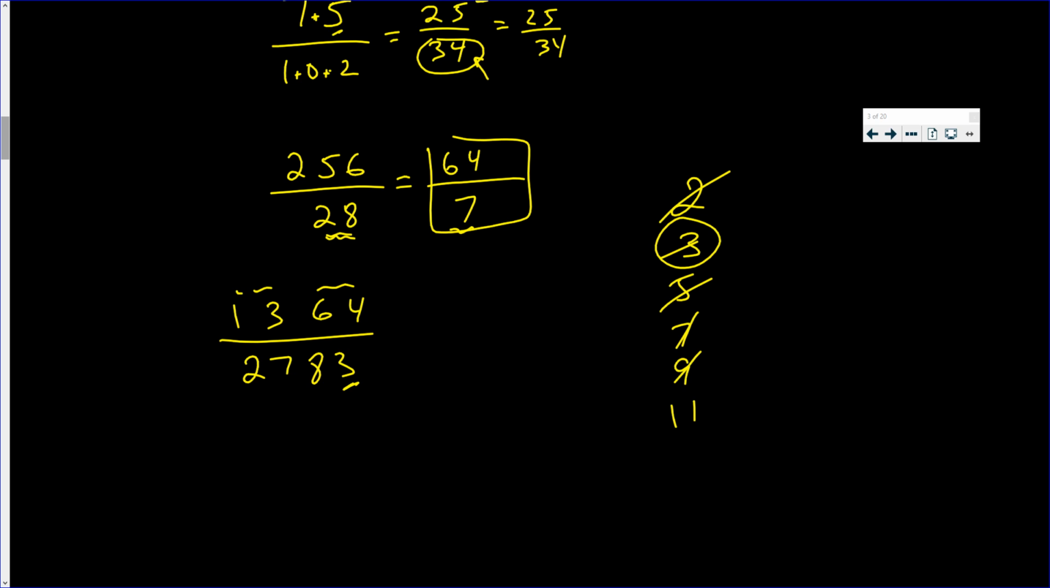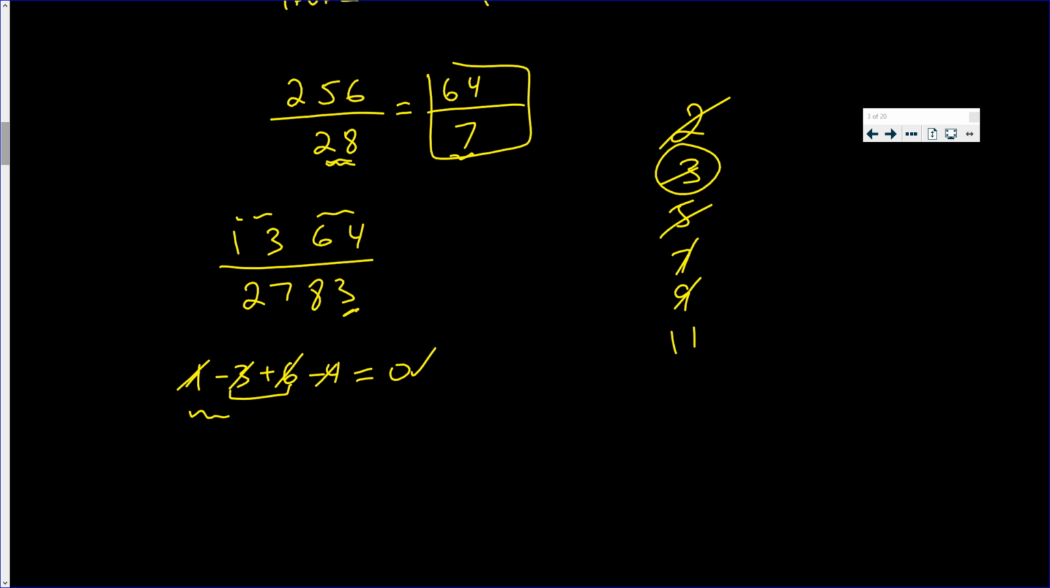What about 11? Well, even I'm making that mistake. What is 1 take away 3 plus 6 take away 4? If you hate dealing with negative numbers, like 1 minus 3 is negative, don't deal with negative numbers. Let's try that again. 6 minus 3 is 3, plus 1 is 4, minus 4 is 0, and that's divisible by 11.